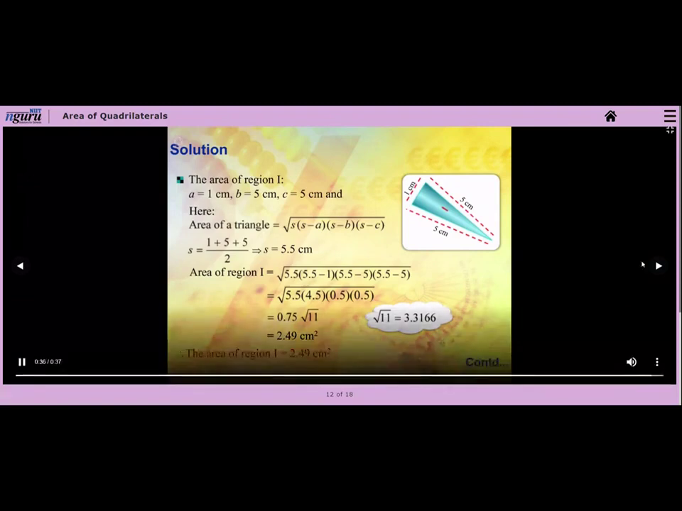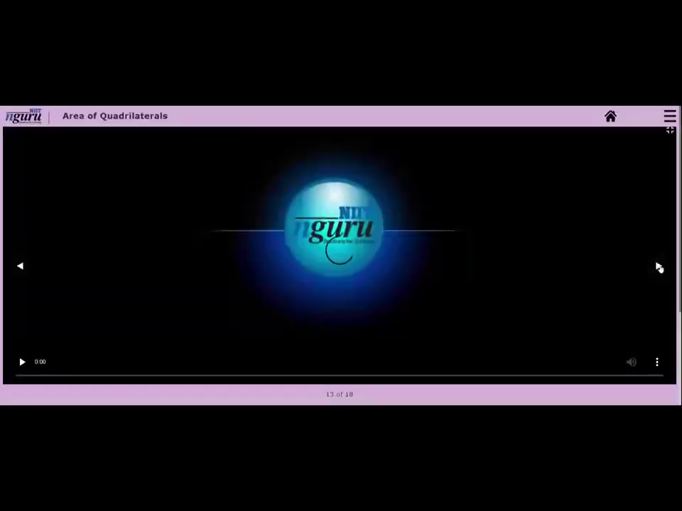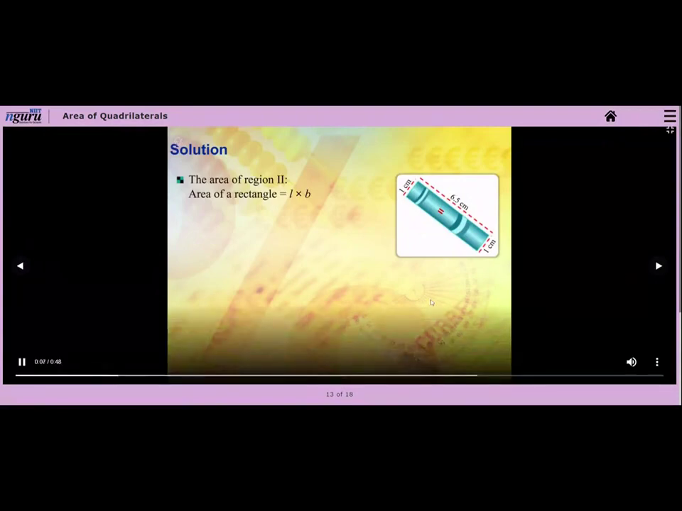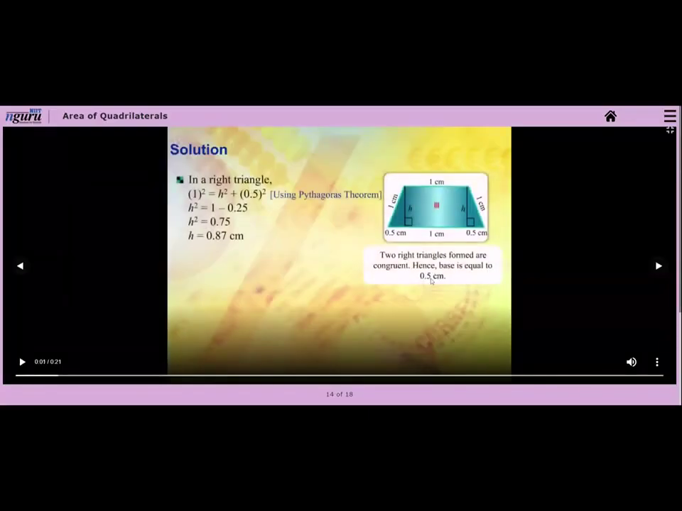Is it correct? Yes, ma'am. Now let us see the area of region 2. Since region 2 is of rectangular shape, its area can be calculated using the formula length into breadth. So what are the values here? 1 into 6.5. Correct. Now here, this is a trapezium. Correct? So height is drawn. By using the Pythagoras theorem, you have to find the height.